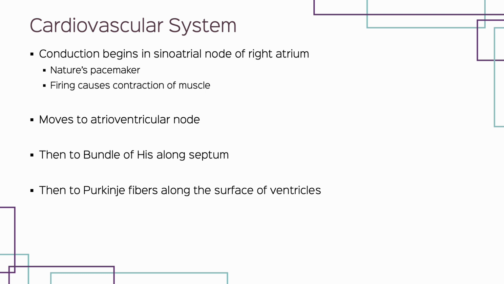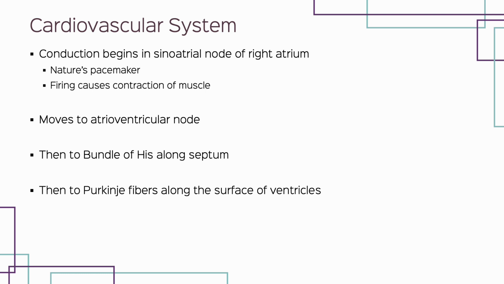The heart contains an electrical conduction system. The conduction begins at the sinoatrial node of the right atrium, and the sinoatrial node is also known as nature's pacemaker, as it sets the pace for the heart. Electrical impulses will go from the sinoatrial or the SA node to the atrioventricular or AV node, and then down along the septum via the bundle of His.